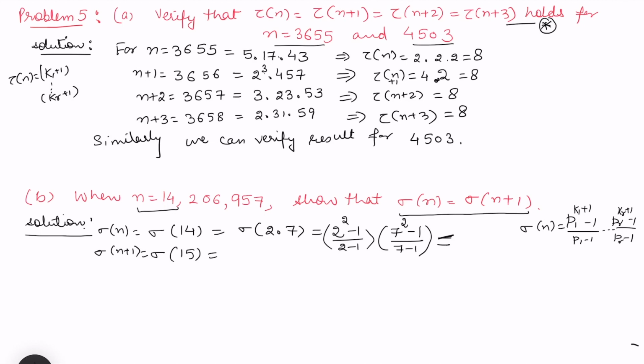This quantity will become 4 minus 1. This is 3 by 1. And the next quantity will become 7 squared, that is 49 minus 1. This is 48 by 6. So we can actually cancel it out to some quantity. So this will become 8 and then we have here this quantity as 24.